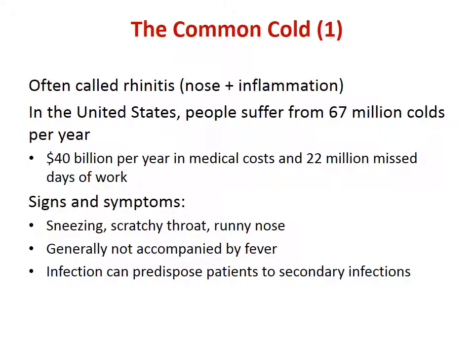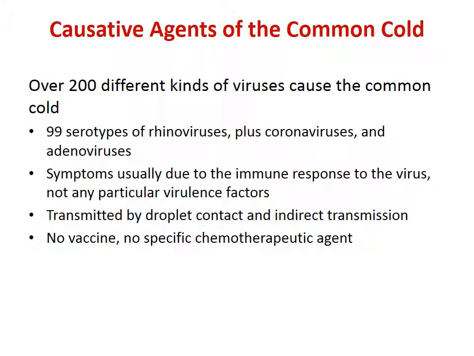So let's now start discussing the common cold. This again is going to be a respiratory infection, often called rhinitis, which is nose inflammation. The idea here is that the common cold is going to be common, roughly 67 million colds per year, but at significant cost in terms of lost production and literal medical costs. The idea is there are signs and symptoms you guys all know about because you've all had colds. The understanding here, though, is that this infection could lead to other infections, so it's important to take some time, rest, and hydrate.